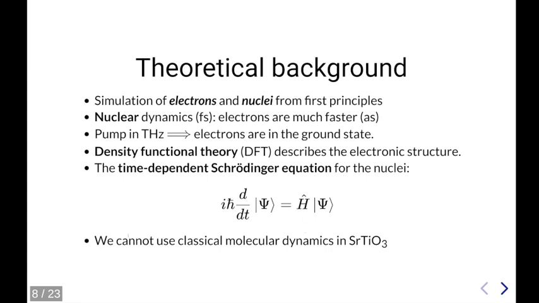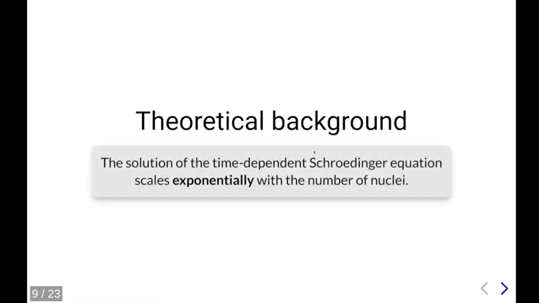And we need to go into the quantum dynamics of nuclei, because, as I showed you at the beginning, quantum effects on nuclei are very important to determine the phase, because without quantum effects, the material is ferroelectric at low temperature. And so we cannot use classical molecular dynamics or Ehrenfest dynamics or ab initio Born-Oppenheimer molecular dynamics to study this problem. But the problem is that solving the time-dependent Schrödinger equation for the nuclei is very complex, and so we need some kind of approximation, some kind of methodology.